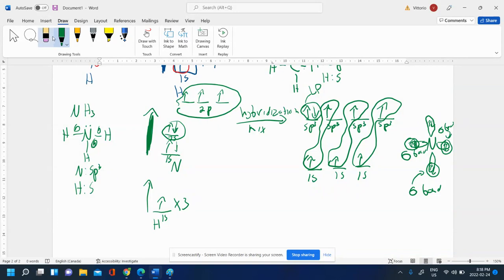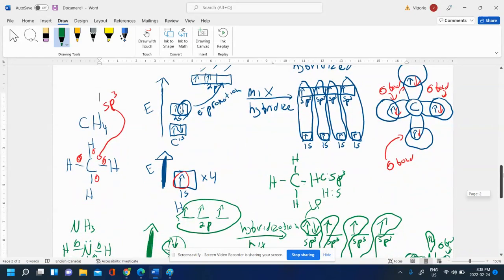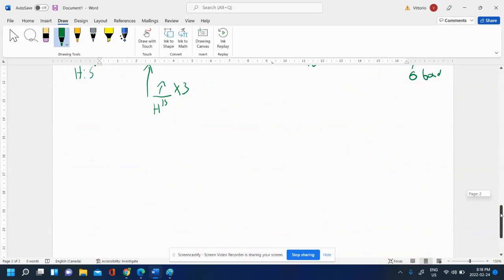So this was hybridization at the sp3 level for ammonia, and we also saw hybridization at the sp3 level for CH4. In the next video, we'll do one more example, which is the SF6, to see what the hybridization is there.